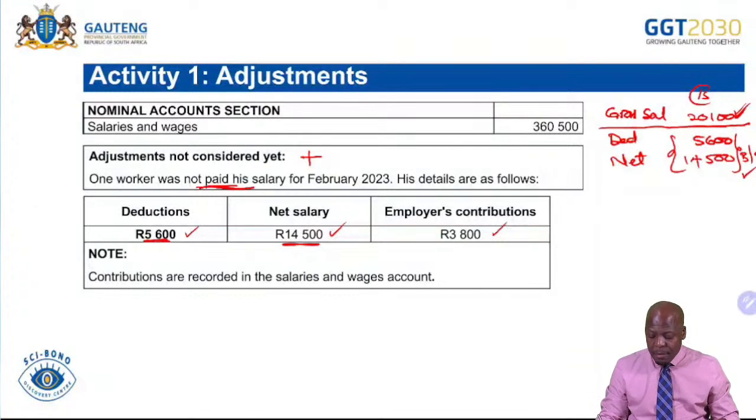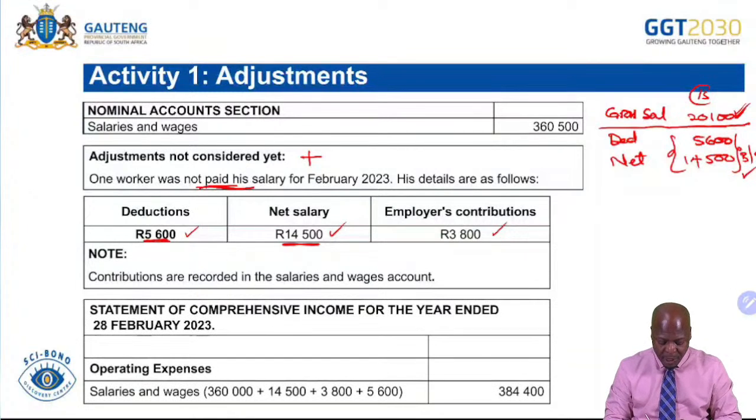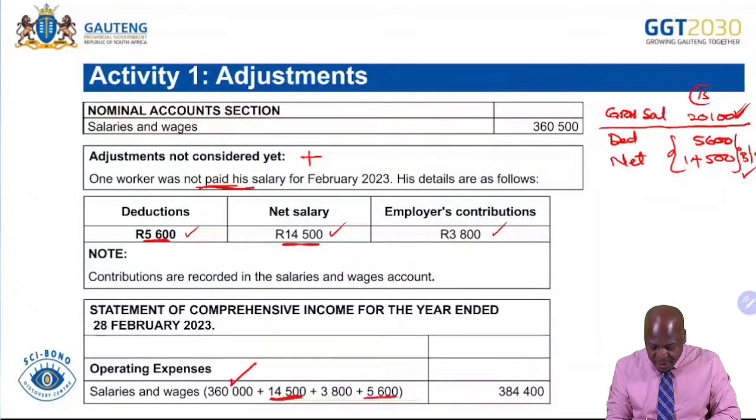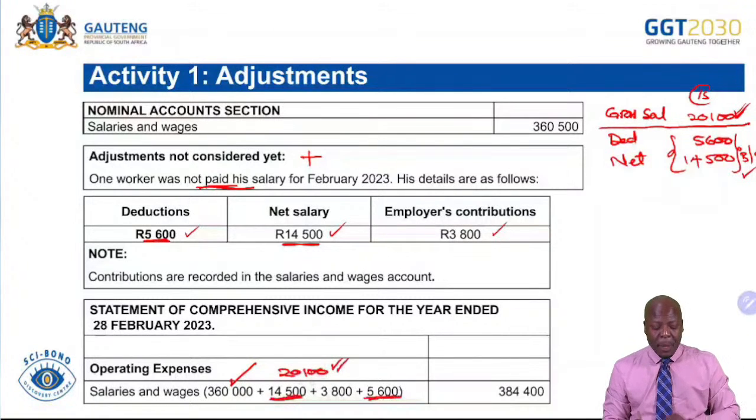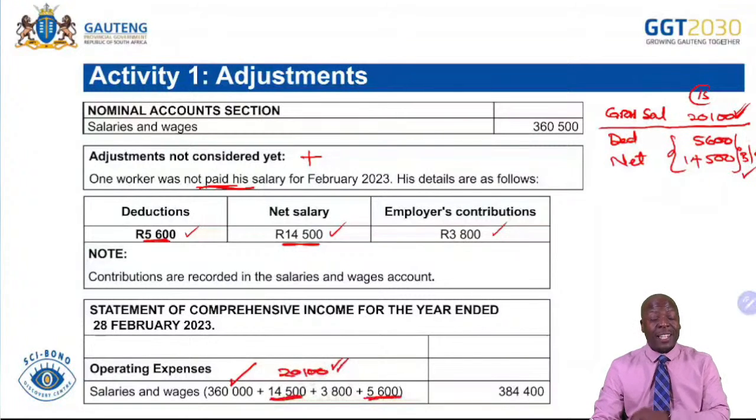Now, in my income statement, I would therefore come and I would say the salaries, the amount from the trial balance, which is my 360. And then I'm coming to add my 20.1. And for you to see my 20.1, it is my 14.5 and my 5.6. That gives you the 20.1. So someone would have come and recorded 20.1. You would still be very correct because in the income statement, we want to show the gross. What I'm trying to tell you is the moment you are given the deductions and the net, always remember that you must add them to get the gross. And the gross is what we show in the income statement.